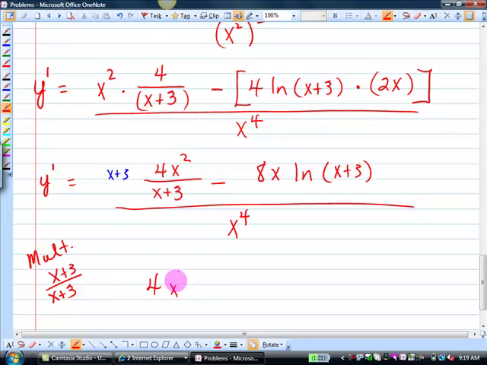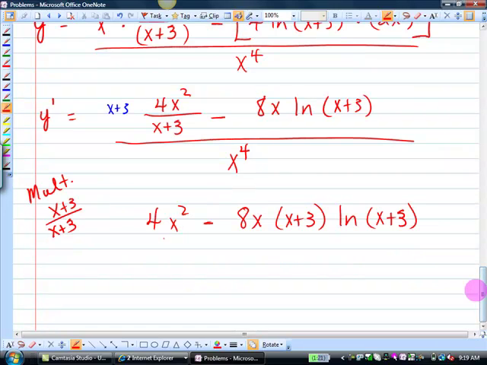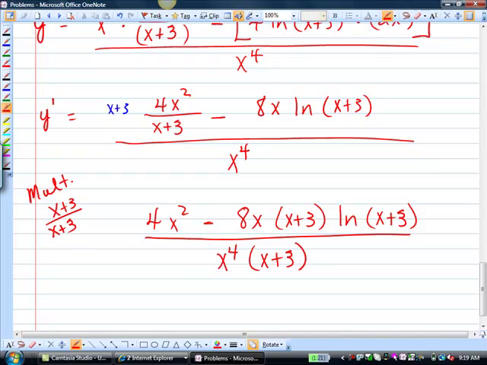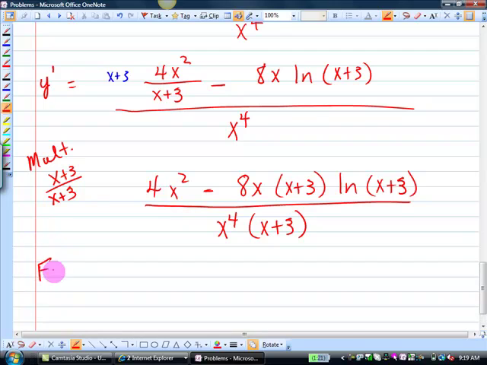So I have 4x squared minus 8x times x plus 3 ln. There will be a method to the madness here. Hang on. Over x to the 4th times x plus 3. Okay? So we've gotten rid of the fraction in the top. And so now we're going to do a little factoring. We're going to factor out x.